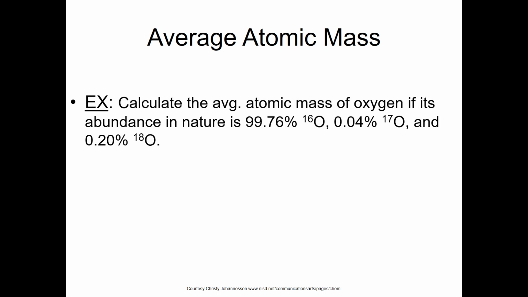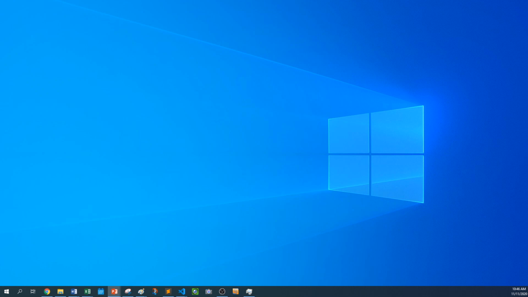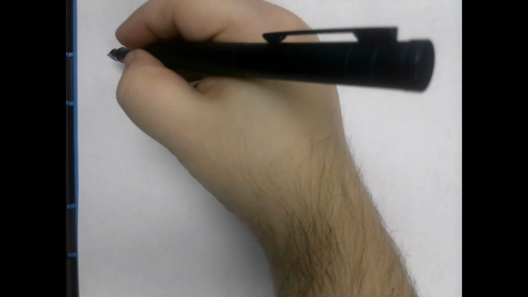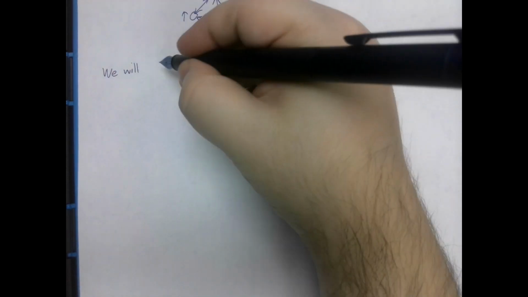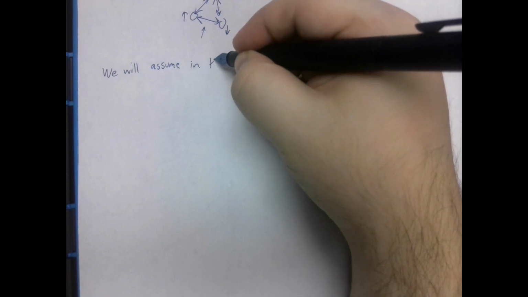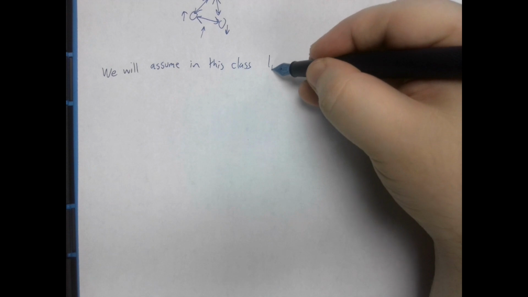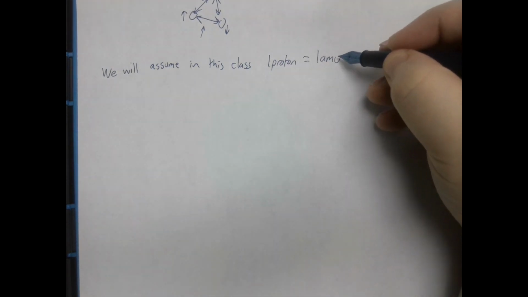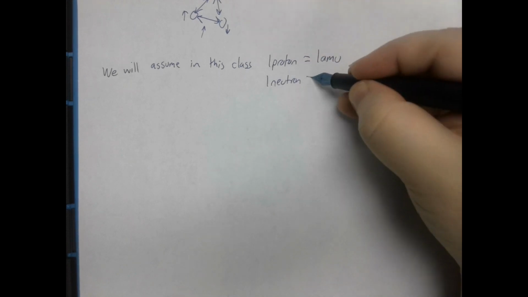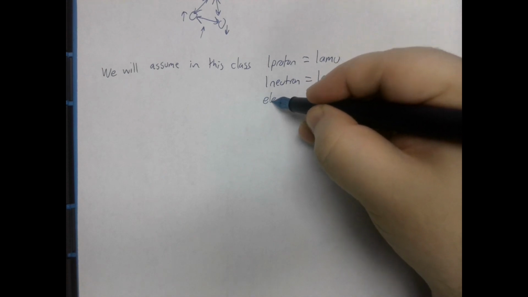Better just do an example. Calculate the atomic mass of oxygen if its abundance in nature is 99.76% oxygen 16, 0.04% oxygen 17, and 0.2% oxygen 18. So to make this easier, let's make some assumptions. We will assume in this class that 1 proton equals 1 AMU and 1 neutron equals 1 AMU, and electrons don't contribute to mass.